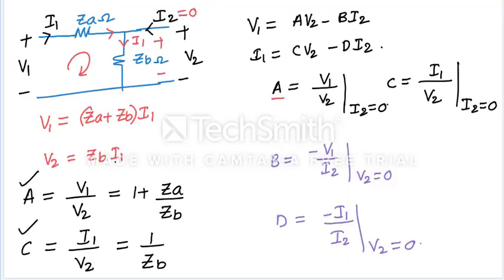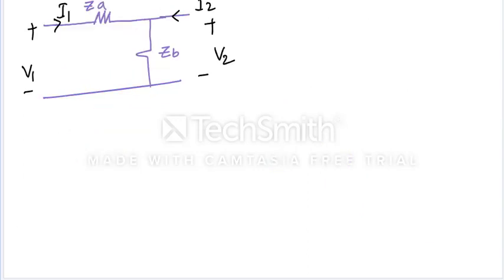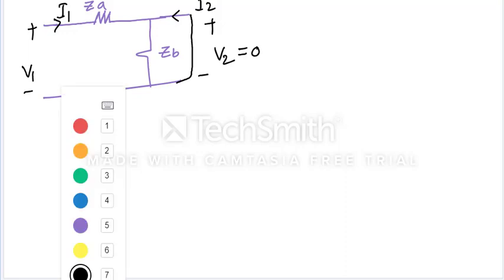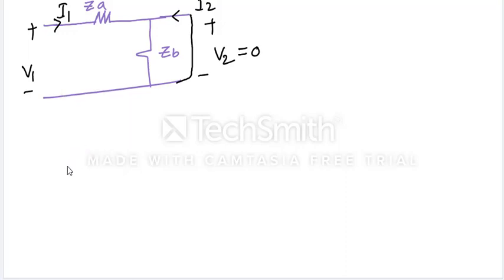To get B, we should make V2 equal to 0. That means this is shorted. If it is shorted, then the complete current will flow through the short. This element is a dead element; there is no flow of current in it, so I can remove it.